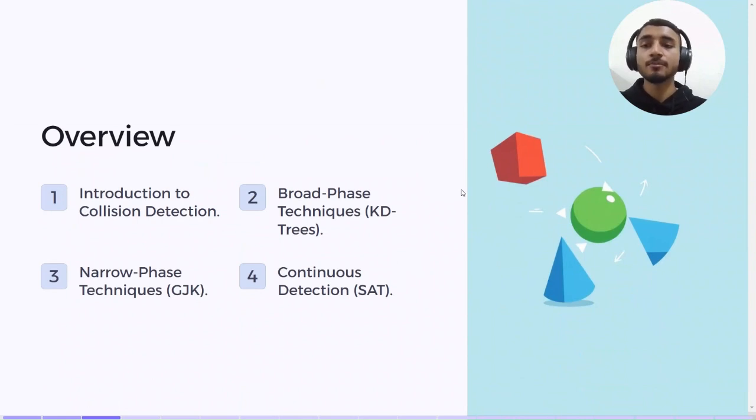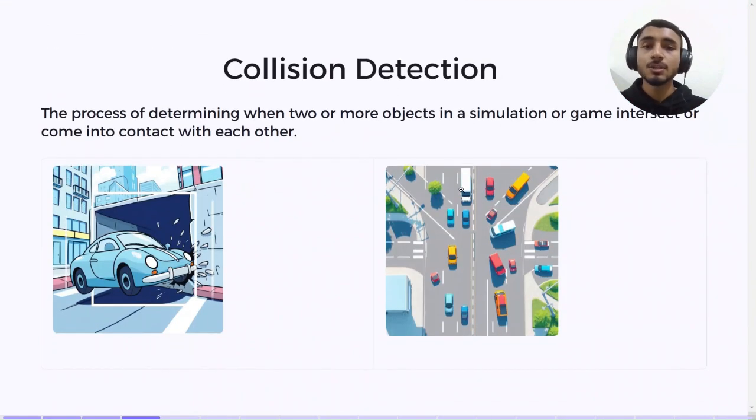So first, let me give you the overview of this video. First, we will introduce you to collision detection. Then I will introduce you to broad phase detection, including KD trees. Then my friend Ritik will tell you about the narrow phase detection techniques, including the GJK algorithm, which is very important. And then my friend Ajay will tell you about continuous detection, which is the separating axis theorem. So let's start.